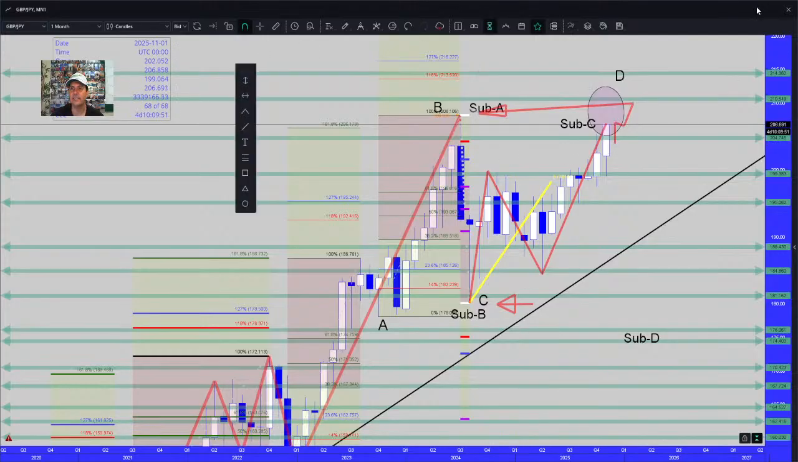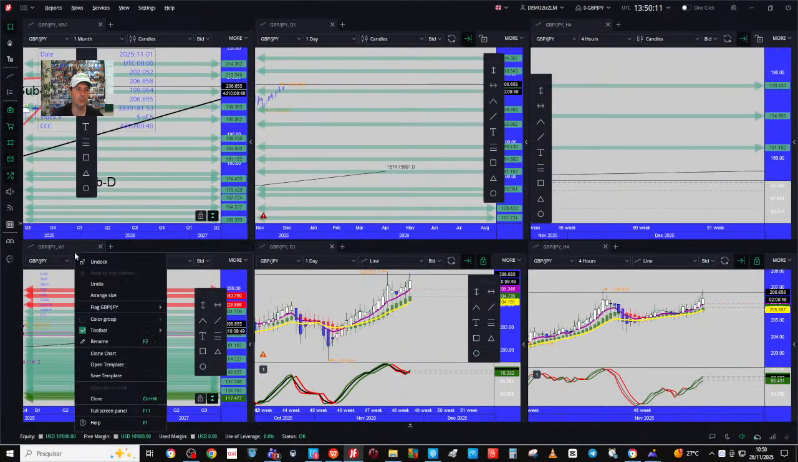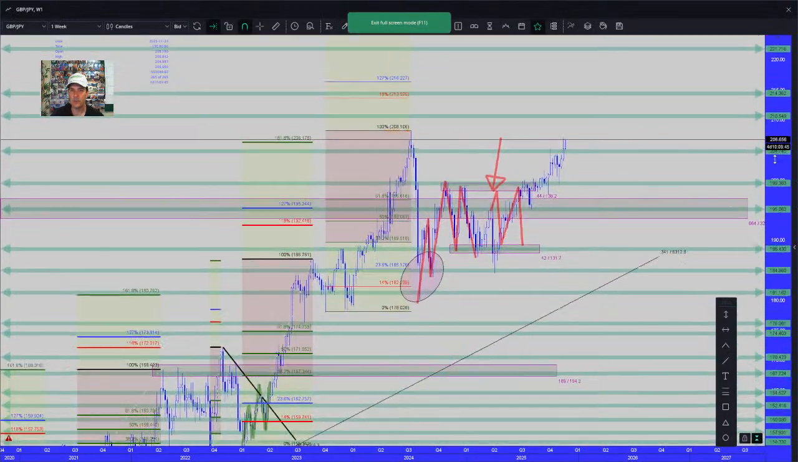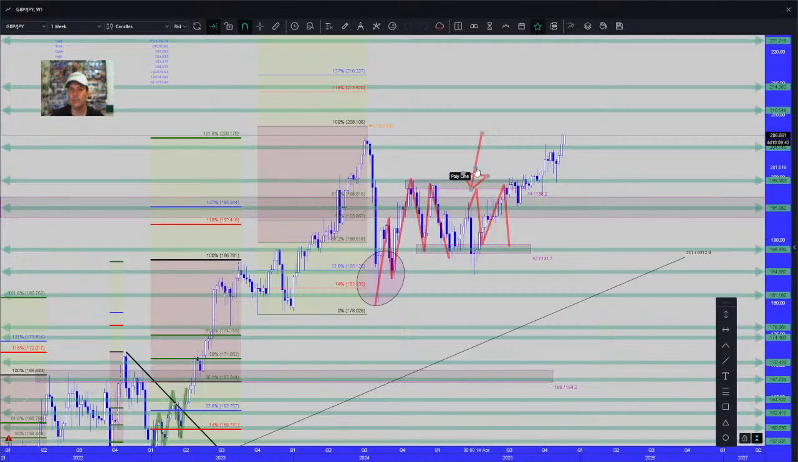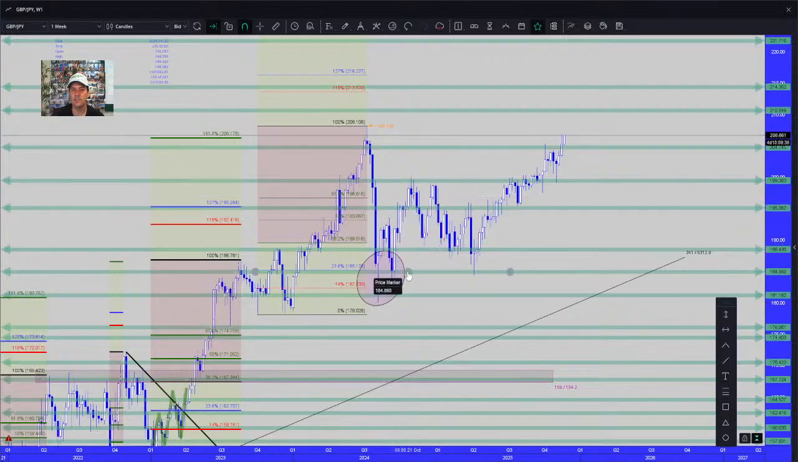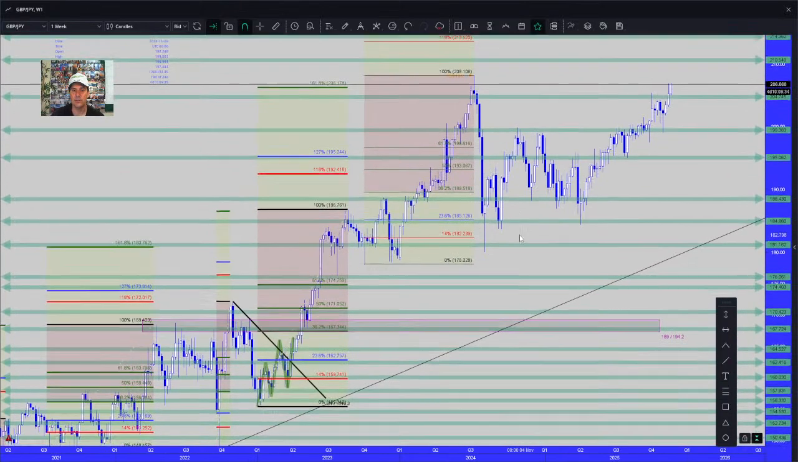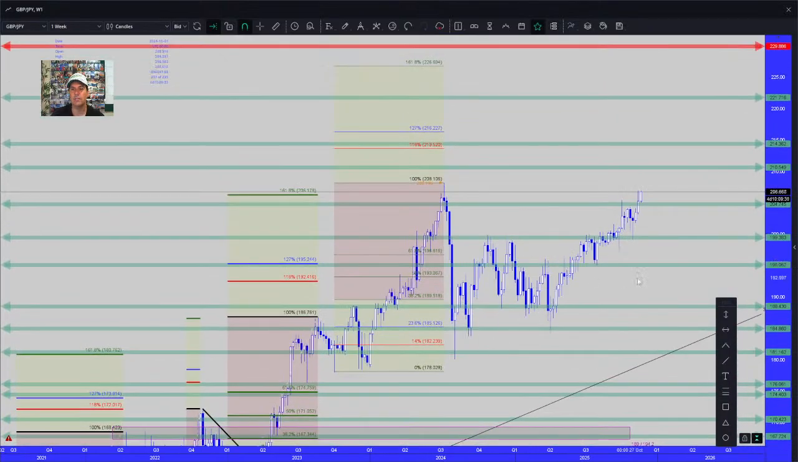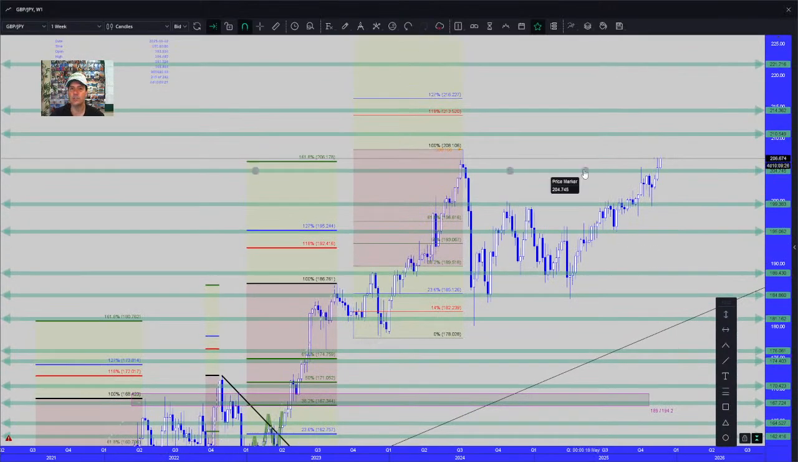All right, everybody. So let's go now to the GBP JPY weekly chart. We're going to delete a few things. Delete this one, delete this one, delete, delete, delete. All right, and so this is the most recent Fibonacci, everybody, on the GBP JPY weekly chart.